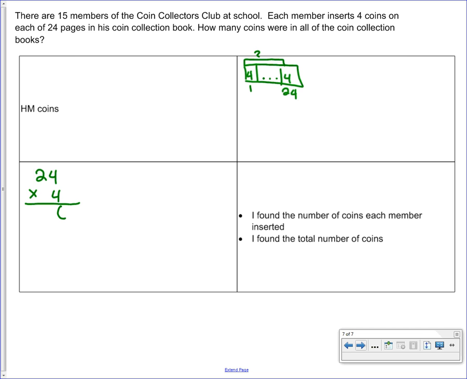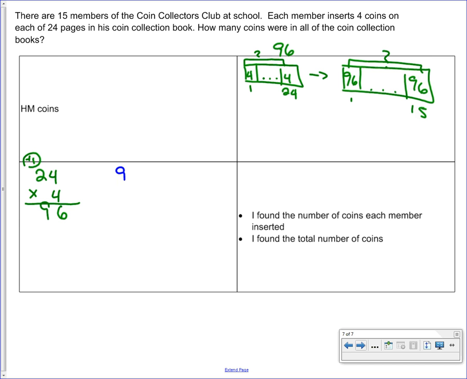4 times 4 is 16. 4 times 2 is 8. 8 plus 1 is 9. So that's 96 coins. Okay. The next thing is that each member is doing 96 coins. There's 15 members. So now, here's the first member. Here's the 15th member. And remember, each of them is adding 96 coins. And so I want to multiply those two numbers together. Here's a different color. So I'm going to do 96 times 15.